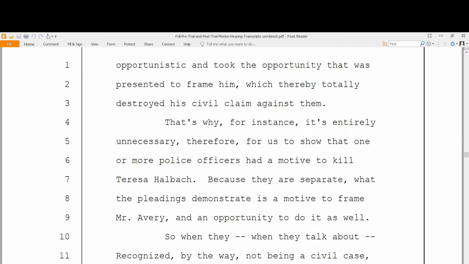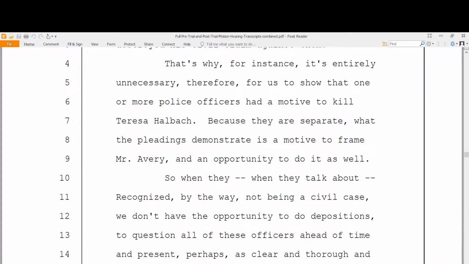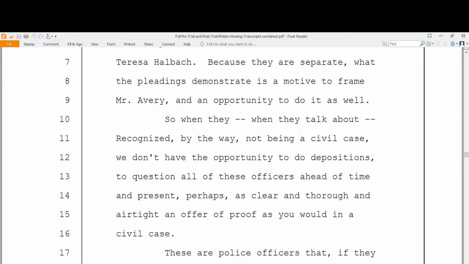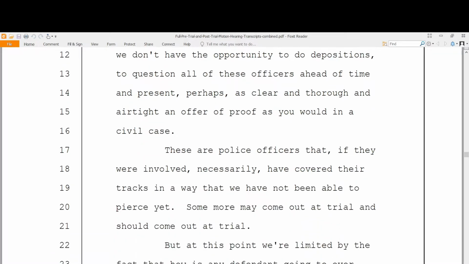That's why, for instance, it's entirely unnecessary for us to show that one or more police officers had a motive to kill Teresa Halbach, because they are separate. What the pleadings demonstrate is a motive to frame Mr. Avery, and an opportunity to do it as well. So when they talk about this, by the way, not being a civil case, we don't have the opportunity to do depositions, to question all these officers ahead of time, and present perhaps as clear and thorough and airtight an offer of proof as you would like in a civil case.